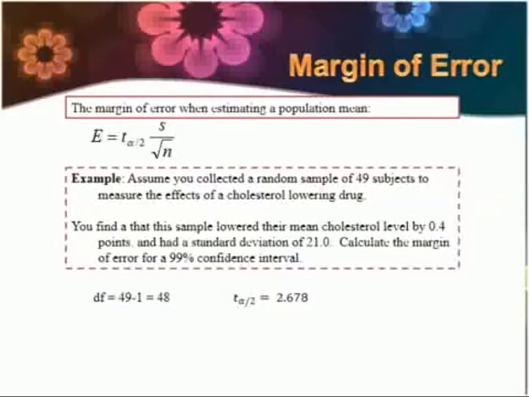So we found our critical t-value to be 2.678, and now we want to use this margin of error formula to calculate our margin of error for the confidence interval 99%. So I'll plug in my critical t-value that I found. The standard deviation for this sample is 21, and I'm going to divide that by the square root of my sample size, which is 49. Throwing all this into the calculator, I get 8.034. Now that's kind of a surprising result, but we'll look at why that is in a second.